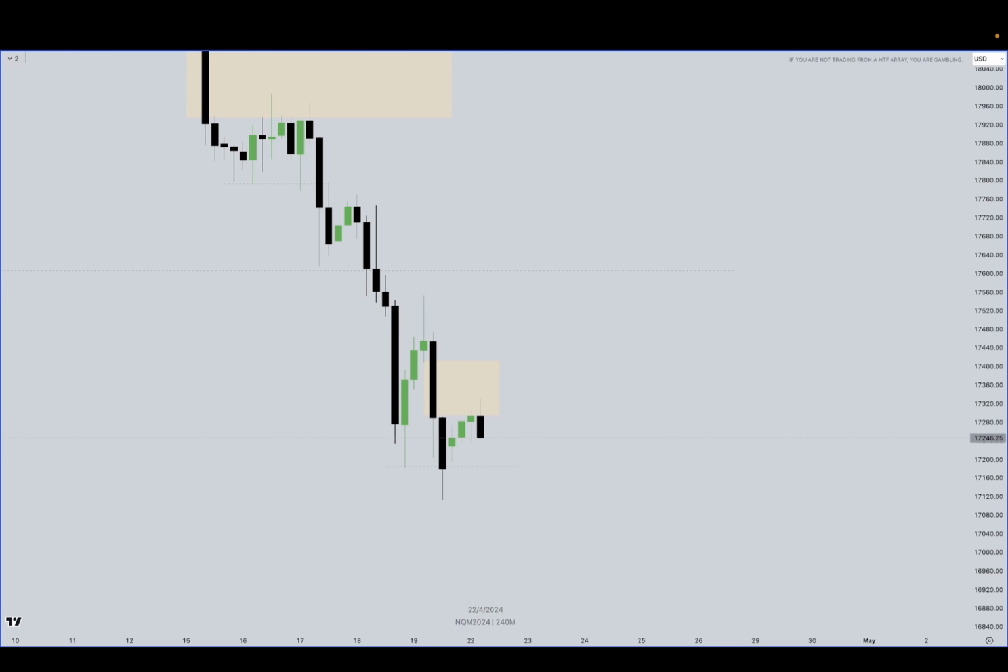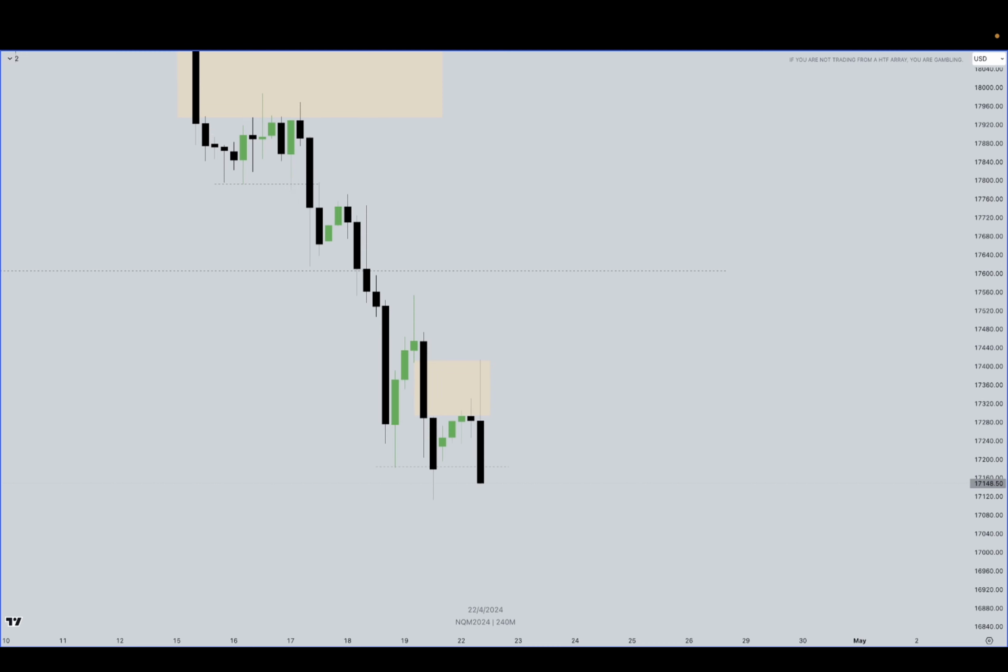So let's see what price does. Still respecting it. And after that, around the open here, you see this body close above the 50%. So now the draw on liquidity is going to be to this swing high.